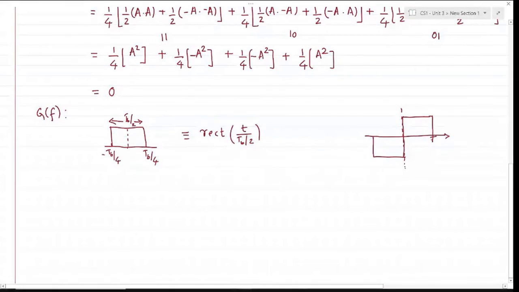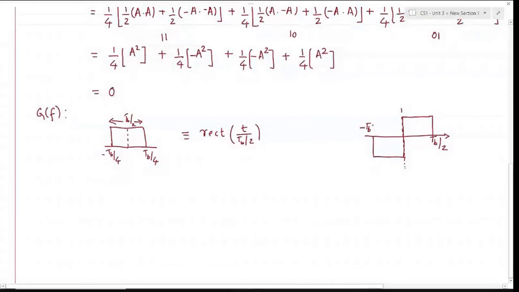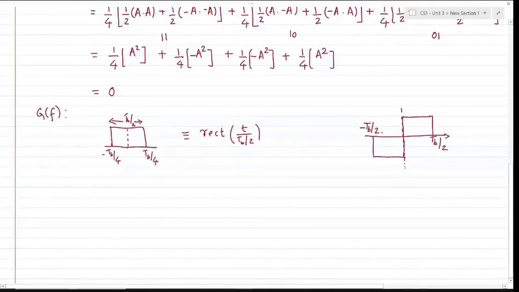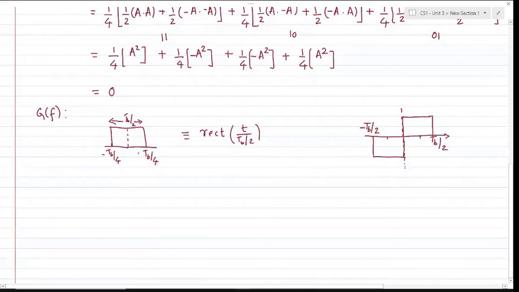This is tb by 2. This is minus tb by 2. So the total duration is tb. The transition is exactly at 0. So we have this point as tb by 4 and tb by 4, which I have represented earlier.